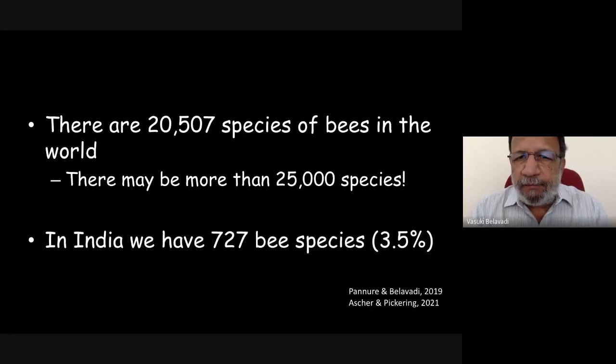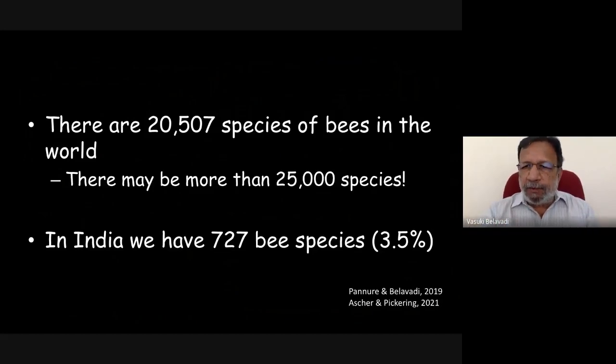In India, we have 727 species of bees, which is about 3.5% of the world bee fauna. Now, we know that India represents nearly 7% of the biodiversity when you compare it to the world biodiversity. But when you look at the bee species, we see that there are only 3.5%, which means that there may be many more species which are waiting to be found, discovered, and named.